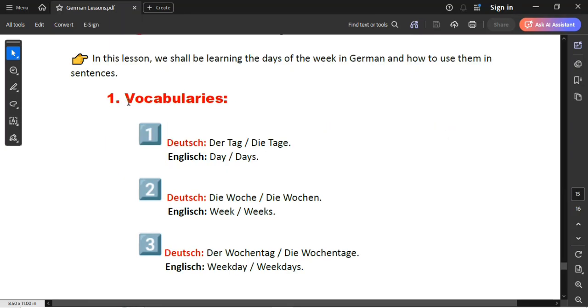I'm going to start with Nummer 1, whereby we shall be looking at vocabularies. The first vocabulary, we have der Tag, which means day. Then we have die Tage, which means days. Then Nummer 2, we have die Woche, which means week, and die Wochen, which means weeks. Then Nummer 3, we have der Wochentag, which means weekday, and die Wochentage, which means weekdays.